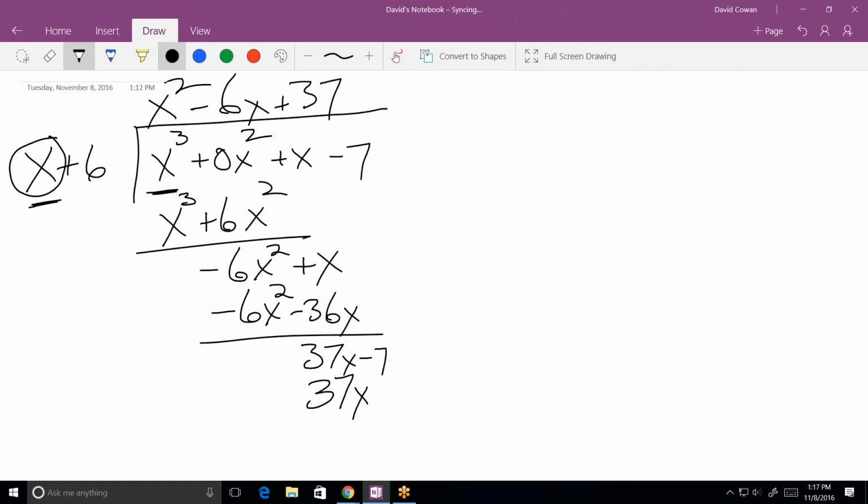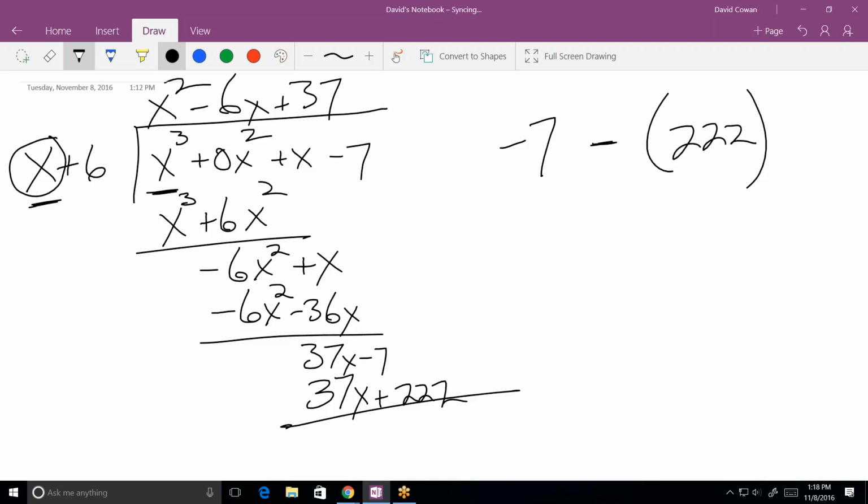And then you multiply it through, so 30, and then plus, let me calculate that out. What's that 18? That's 222, I believe. Okay. Now subtract again. You get, what's minus 7 minus 222? Minus 229. That's your remainder.